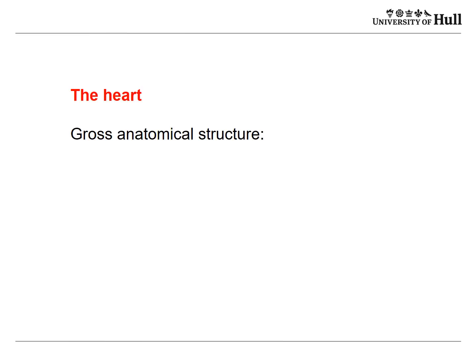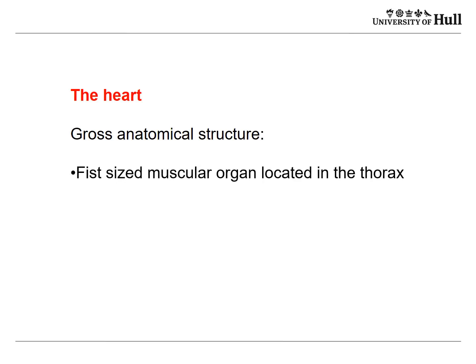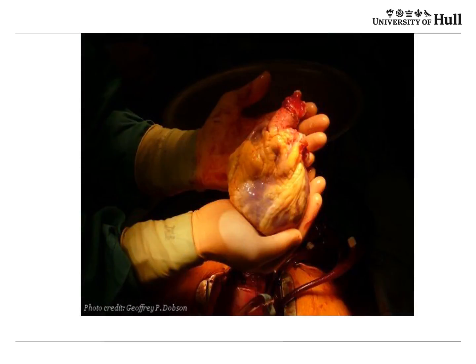So first of all, let's take a look at the heart. And first of all, we will look at its gross anatomical structure. The heart is classically described as a fist-sized muscular organ located in the thorax. And this diagram shows a human heart removed and held in someone's hand, and you can see that it is exactly as described. It's roughly fist-sized.